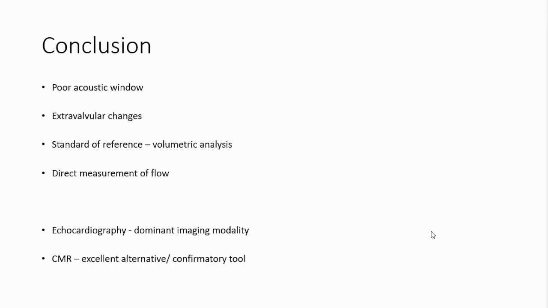So to conclude, cardiac MRI is good, especially in patients with poor acoustic windows for evaluation of valvular heart disease. It also picks up extravalvular changes in these patients. It is the standard of reference for volumetric analysis, and it allows direct and accurate measurement of flow and valve area in these patients. Even though echocardiography is the dominant imaging modality in valvular heart disease, cardiac MRI is an excellent alternative and confirmatory tool.